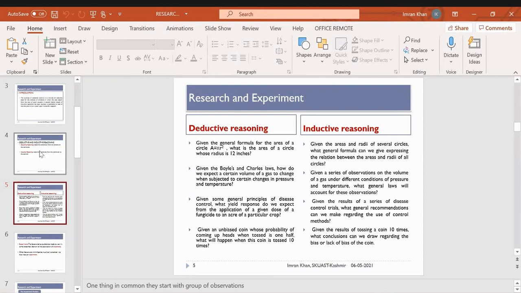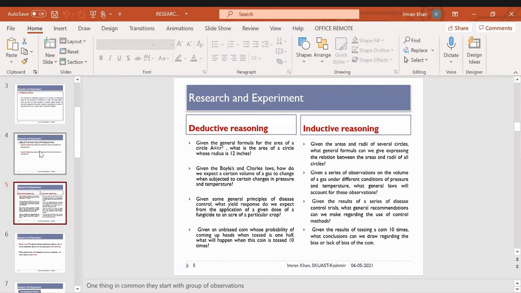Given a series of observations on the volume of a gas under different conditions of pressure and temperature, what general laws will account for these observations? So here you are having volume under different conditions of pressure and temperature. When we have that, we try to establish the relationship between these two. Only then can we reach a particular formula, which will be used in future for general to particular.